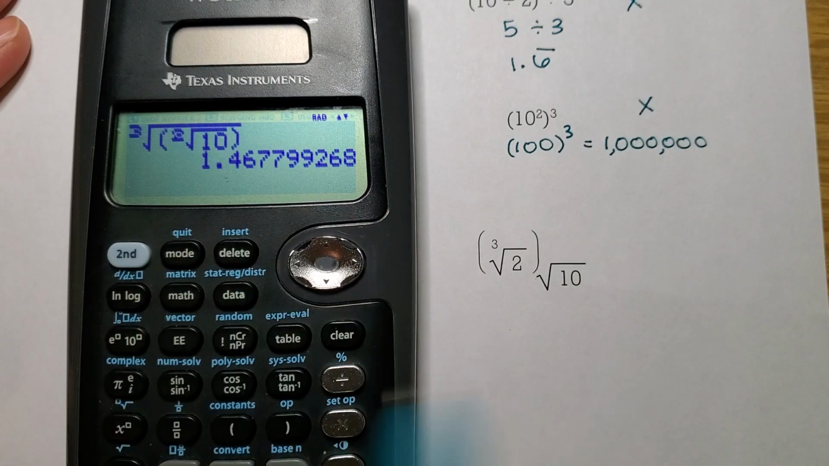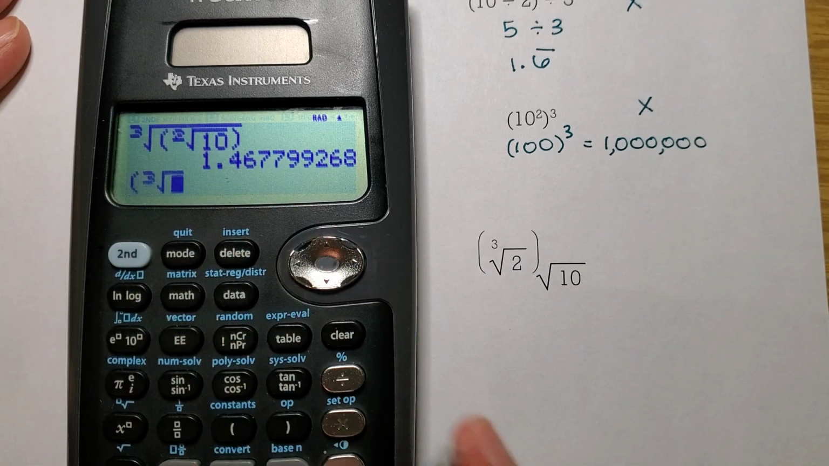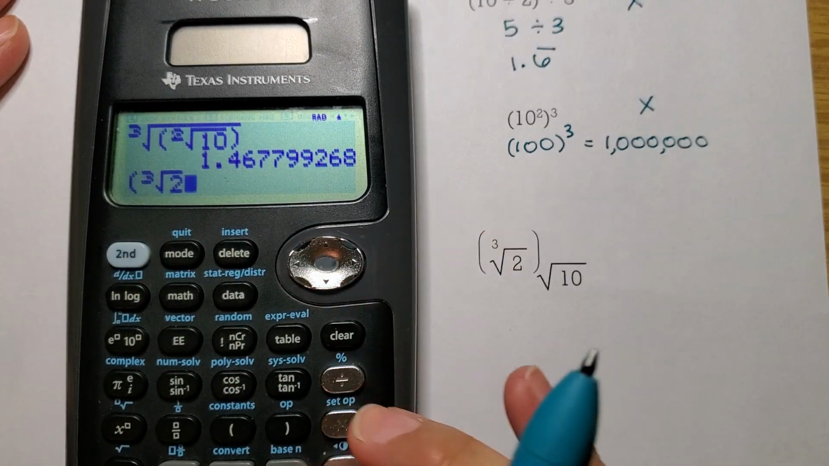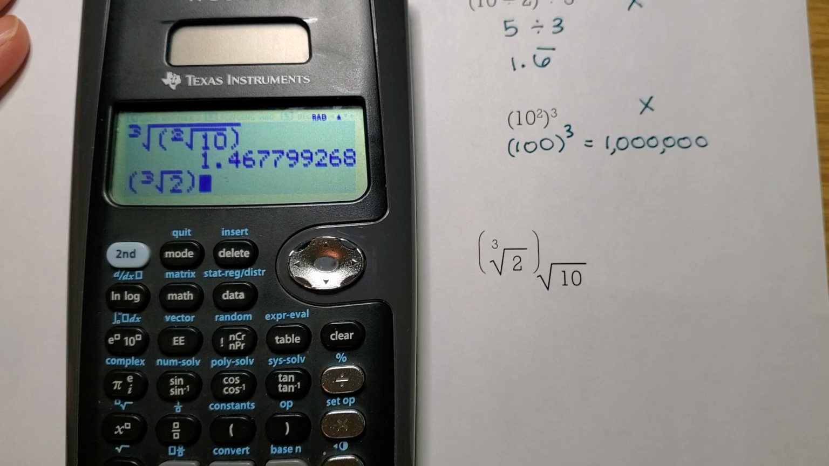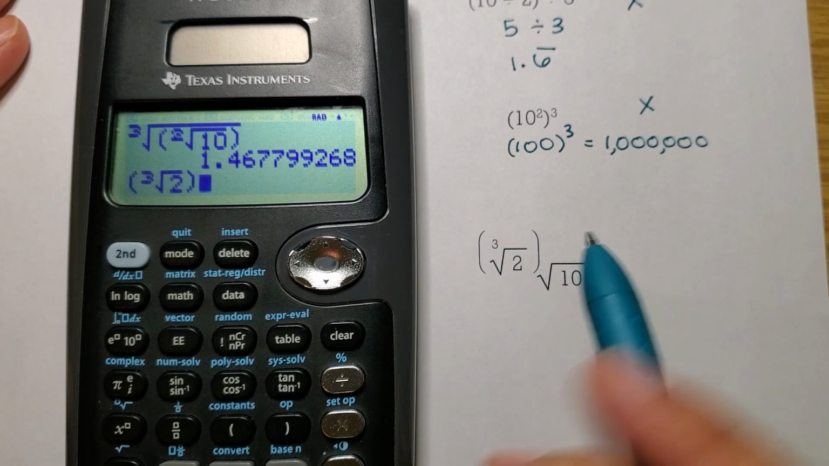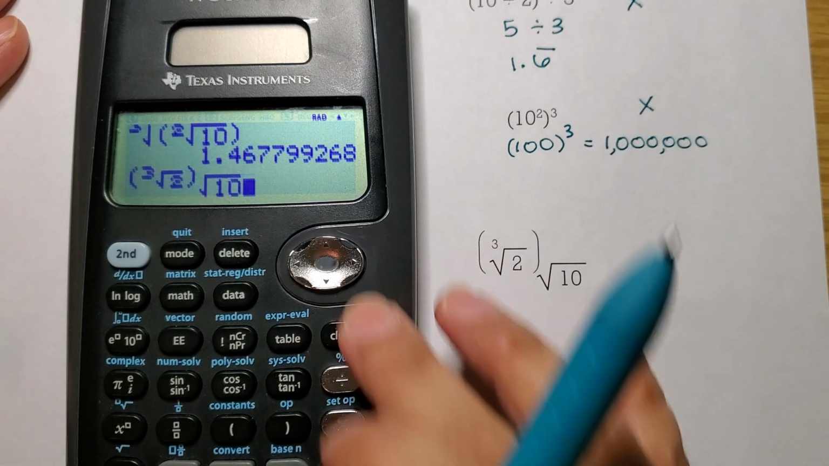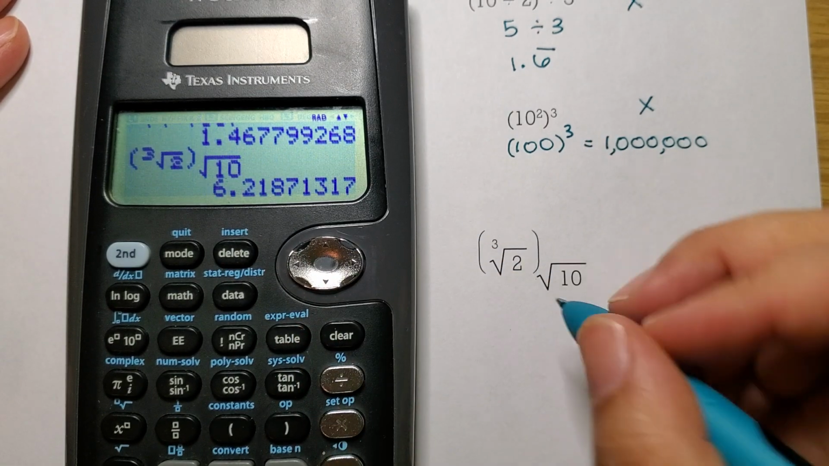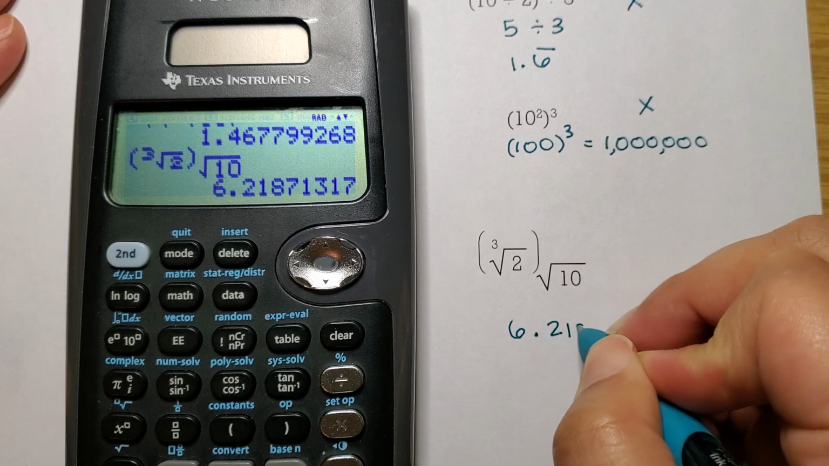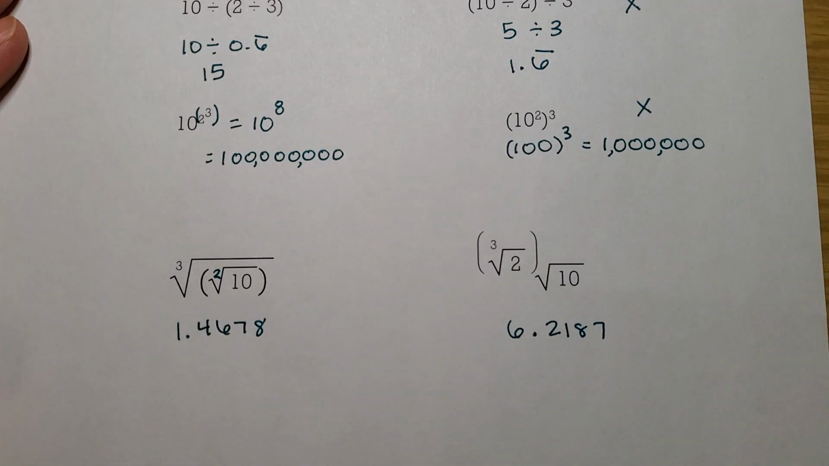Okay, let's see if that's what we get here. So I'm going to put in parentheses, and now I need the third root of 2. Let's close those parentheses. So that's this piece here. And now that is the index of the radical. Ooh, 6.2187. So we now have a different answer. So it looks like radicals don't have the associative property either.